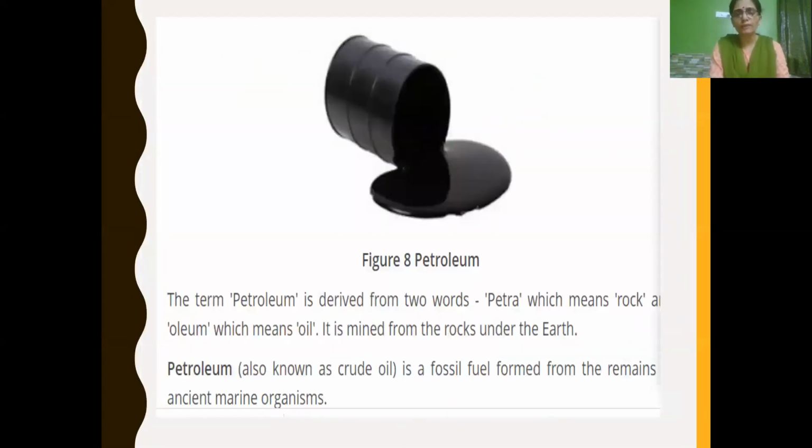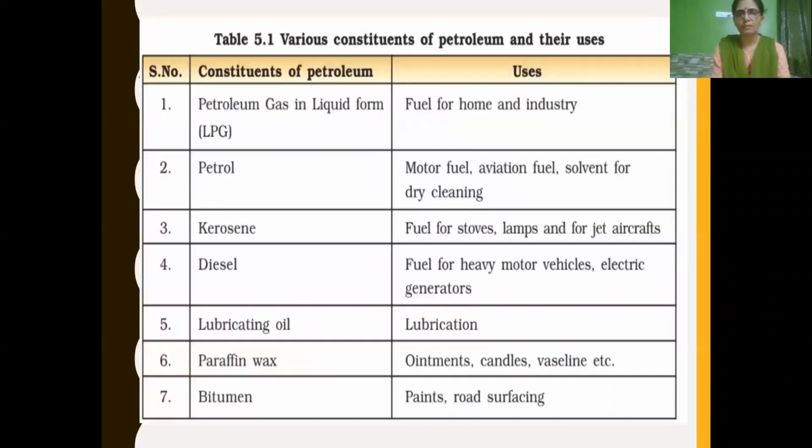Then we learnt about petroleum. Petroleum is derived from two words: Petra means rock, and oleum means oil, as it is mined from rocks under the earth. Petroleum is also known as crude oil, which is a fossil fuel. Why can we call petroleum a fossil fuel? Because it is formed from the remains of marine organisms.